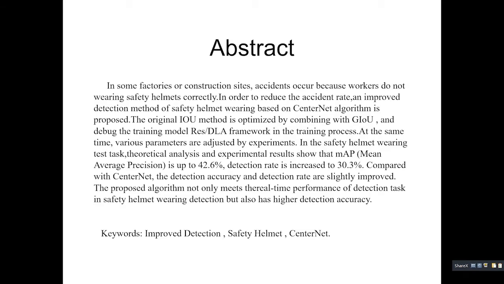Abstract. In some factories or construction sites, accidents occur because workers do not wear safety helmets correctly. In order to reduce the accident rate, an improved detection method of safety helmet wearing based on the internet algorithm is proposed. The original IOU method is optimized by combining with GIOU, and the training model RES or DLA framework is debugged in the training process. At the same time, various parameters are adjusted by experience.